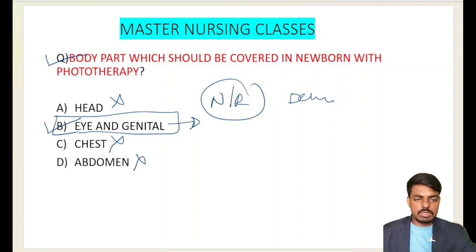Because the eyes and genitals of the newborn are immature and very sensitive to light, there is the highest risk of damage to the eyes and genitalia of the baby. So we will cover the eyes and genitalia of the baby with the gauze pads in the hospital, very importantly, while giving phototherapy for jaundice. Okay, very important.